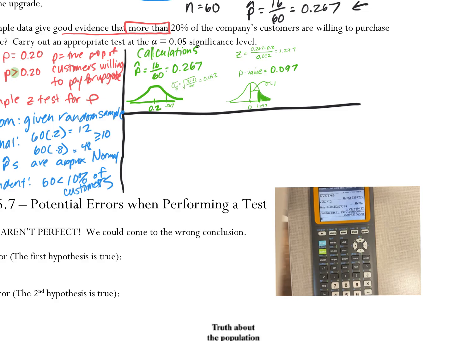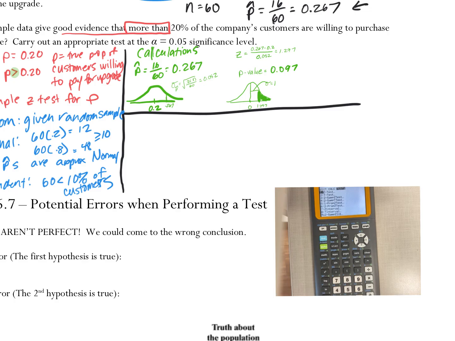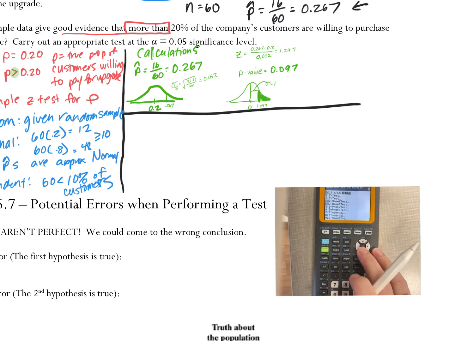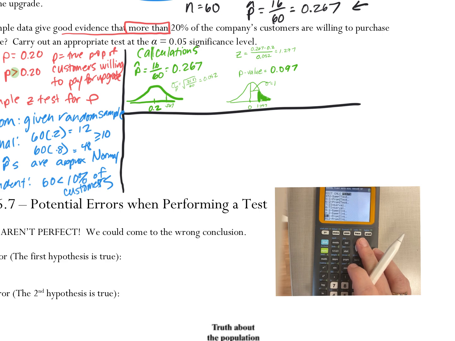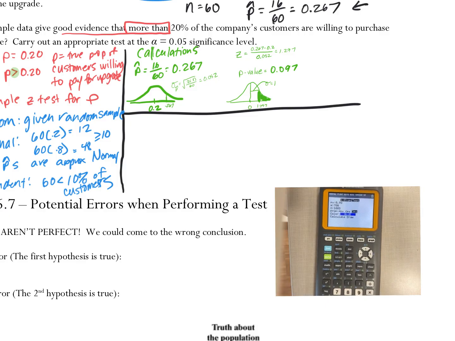Okay, and so we're actually going to go into the same menu. If you hit stat, arrow over to tests, and you'll see we have all these options. And before, what we chose was the one prop z interval because we were using one sample and to find an interval about a proportion. When we're doing a test, we're going to choose the one prop z test, which is option 5. All right, and so to take you through that, p0 is the p from our null hypothesis, we're going to put 0.2.